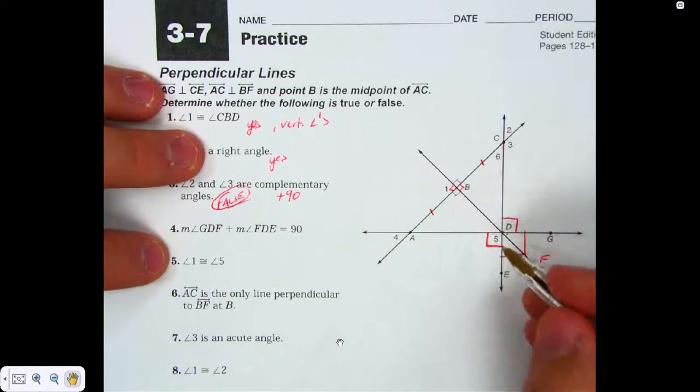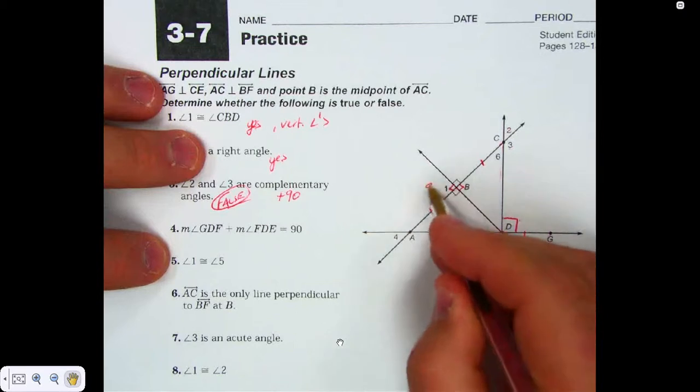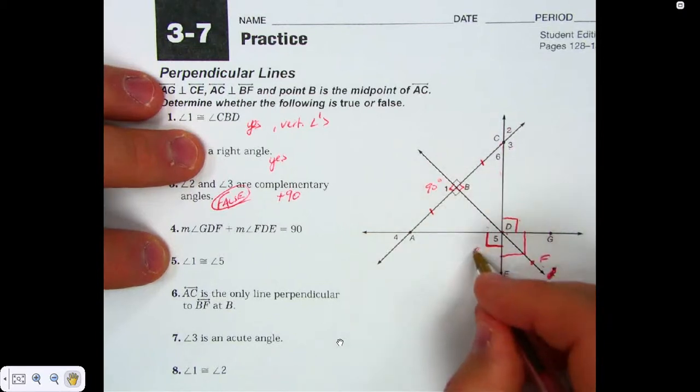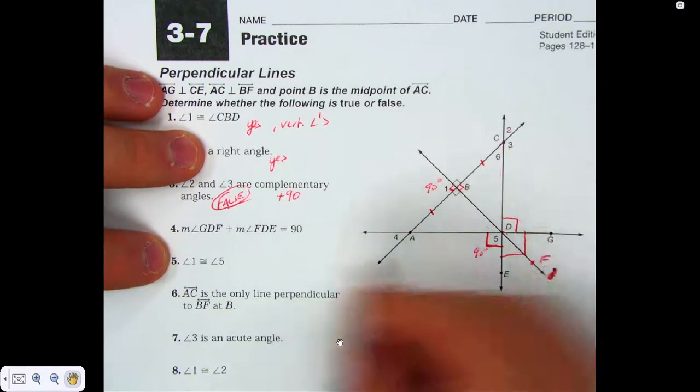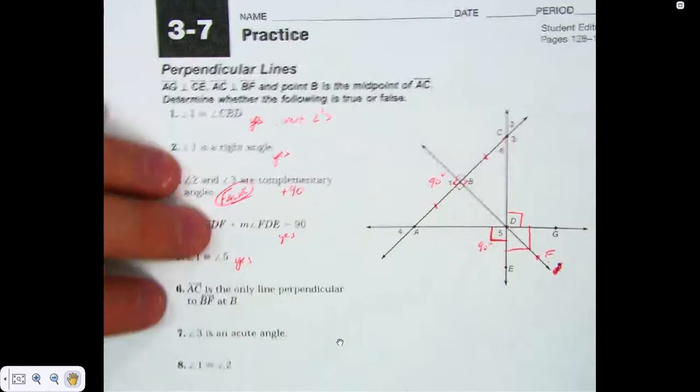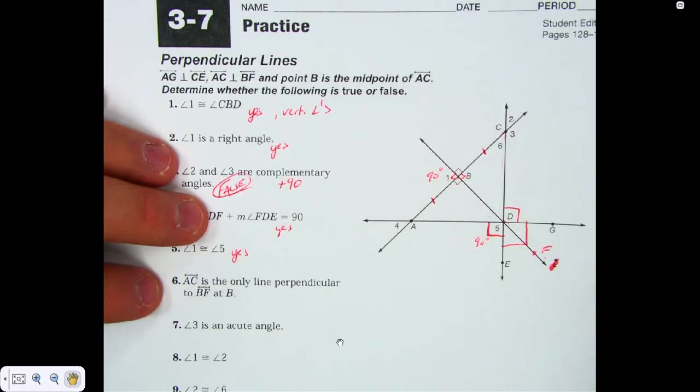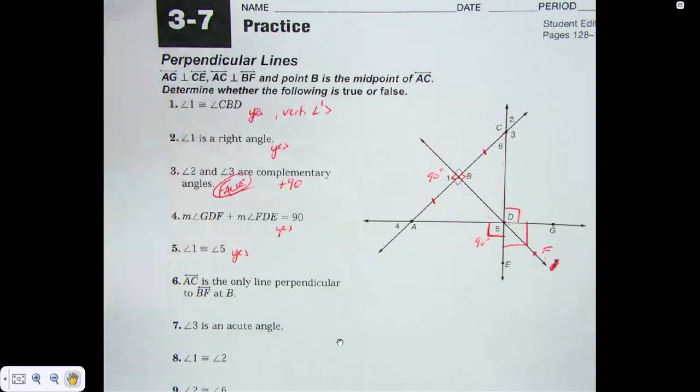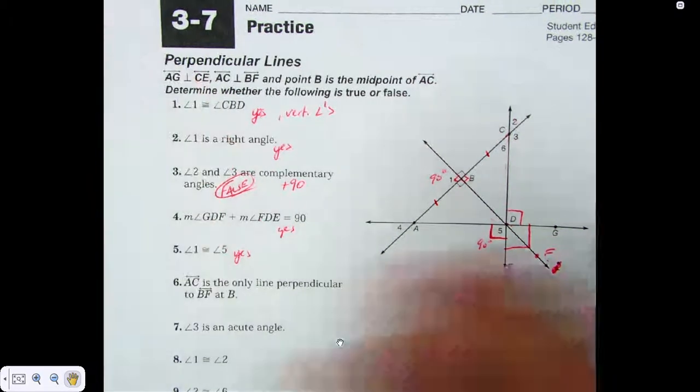Angle 1 is congruent to angle 5. Angle 1 is 90 degrees, correct? Is angle 5 90 degrees? Yes. So are they congruent? Yes. Any questions? You guys think you can do this assignment? Yes. No.